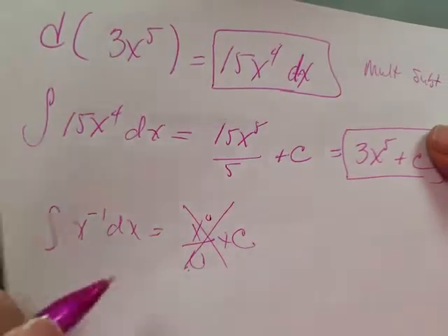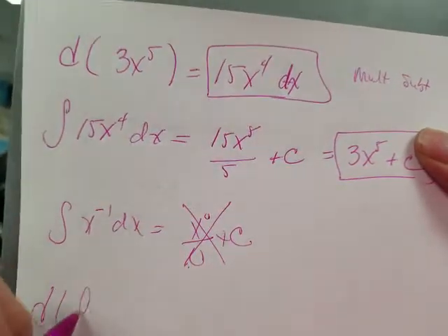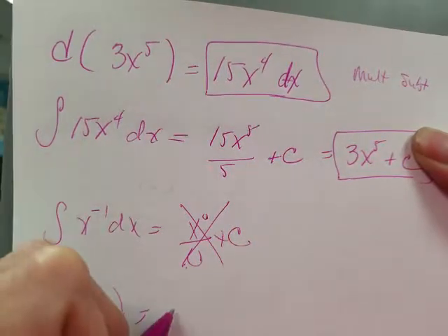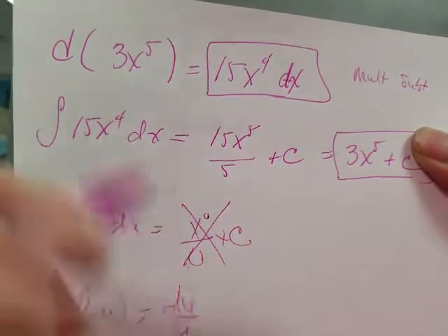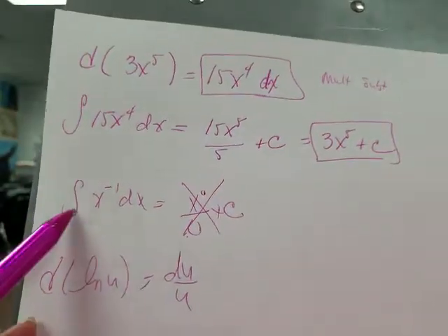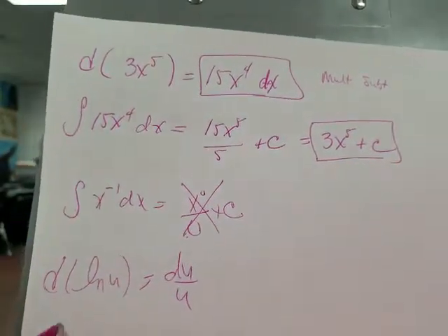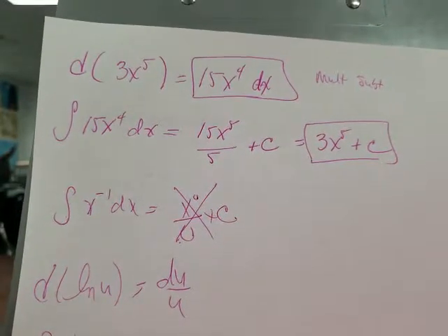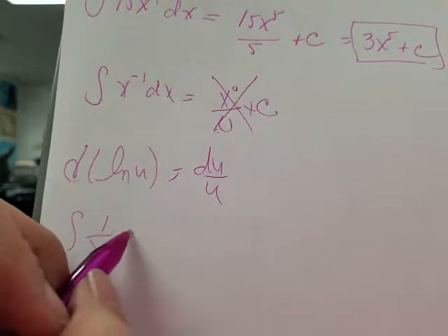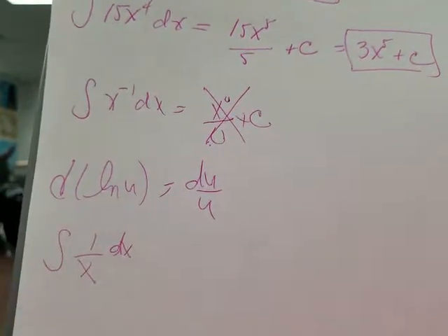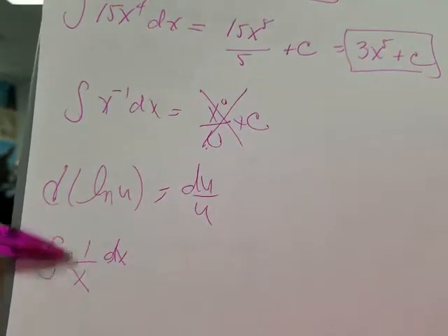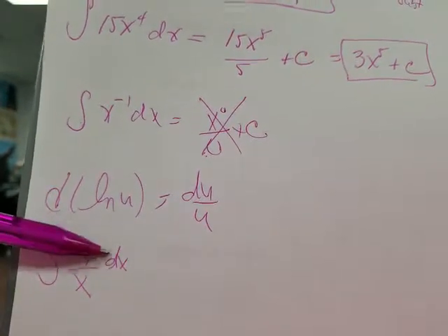Let's go back to our last chapter when we took the derivative of the natural log of u. The derivative of the natural log of u, that was du over u. So if I'm asked to integrate x to the negative 1, aren't I really being asked to integrate 1 over x, times the dx out here? So again, this was x to the negative 1. That's 1 over x. So I'm really here being asked to integrate dx over x.